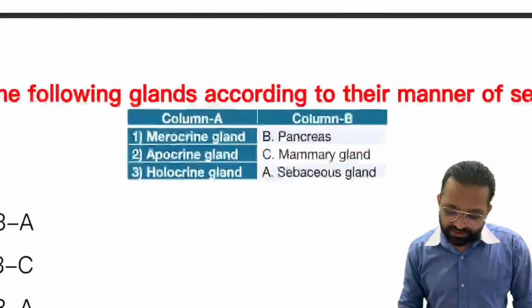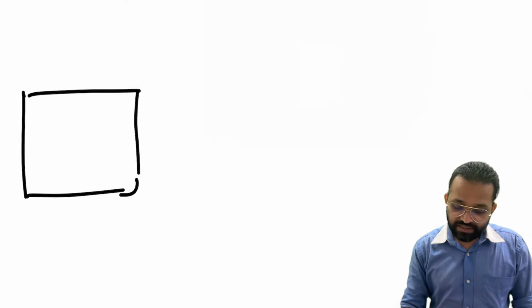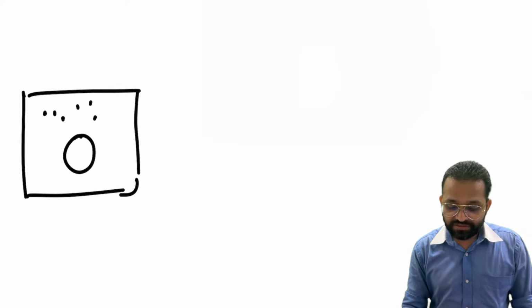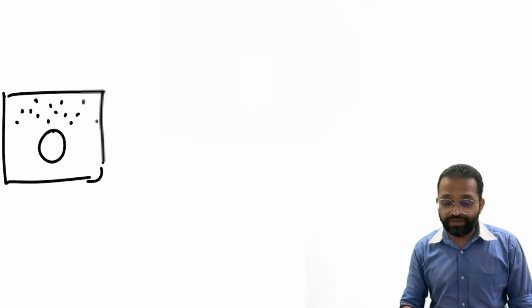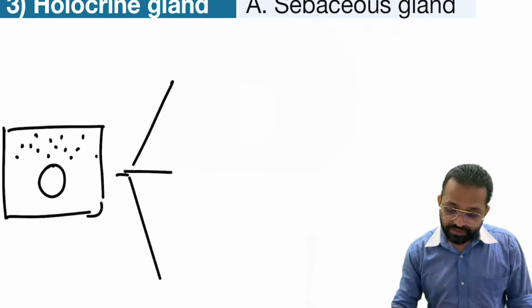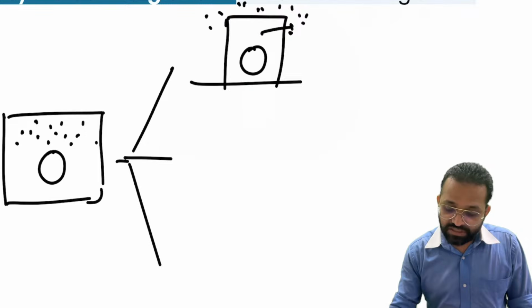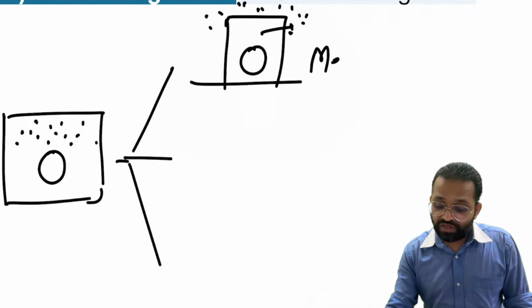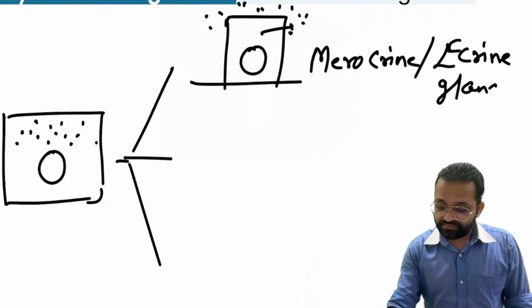First of all, I'm going to tell you what these are. Look here, this is the method of secretion. Suppose there is any gland which is doing secretion. It is synthesizing and it has to secrete. So how can it do secretion? There are three methods. First, this cell is just doing exocytosis. It is just releasing, no destruction. So these are the merocrine glands. Also, you can say these are the eccrine glands. Is it clear?